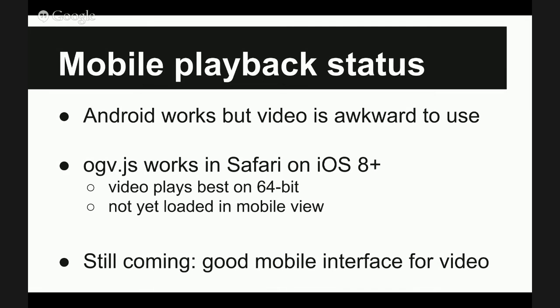Now, the OGVJS JavaScript shim actually works in Safari on mobile devices, but only on the new 64-bit devices. So we need to do some more work to get that actually integrated into the mobile view. But on 64-bit devices, it actually works great for both video and audio, and on older devices, it still works for audio. So we're going to still do a little more work on that, and hopefully in a few weeks we'll have a mobile interface.